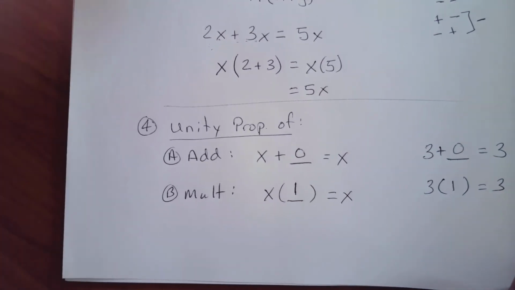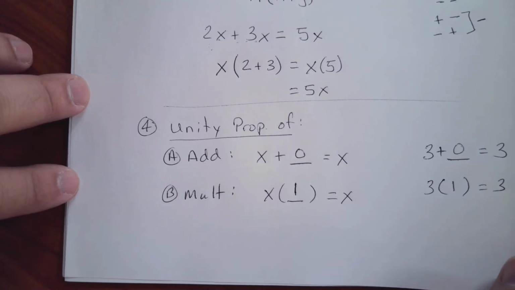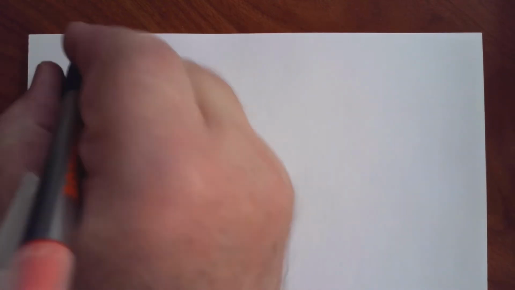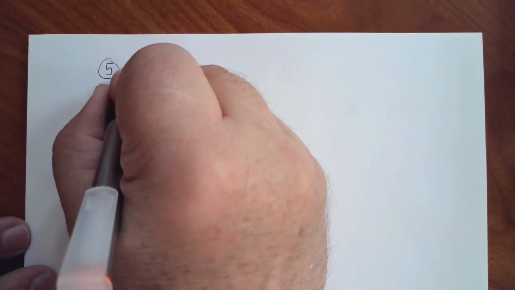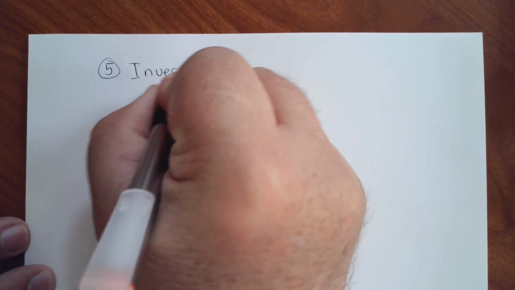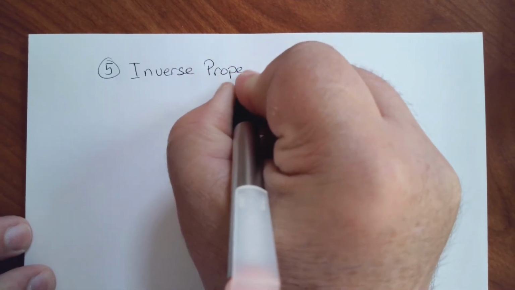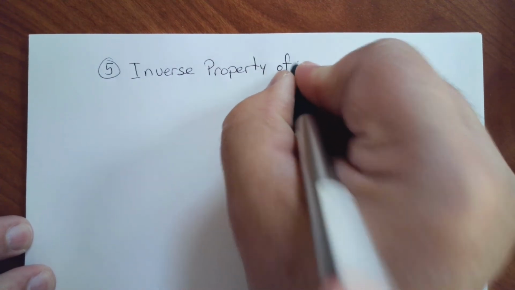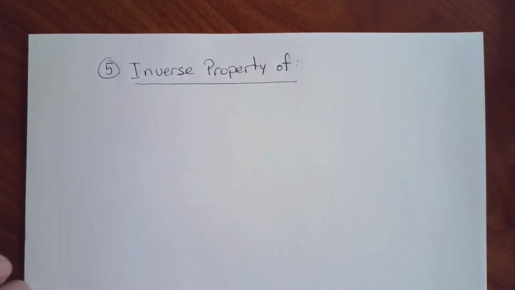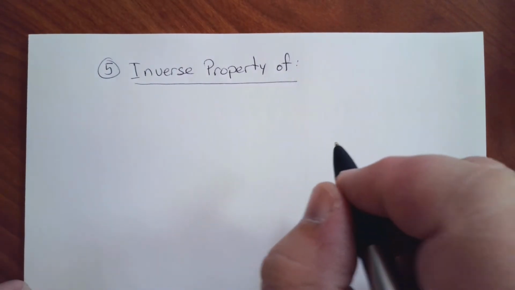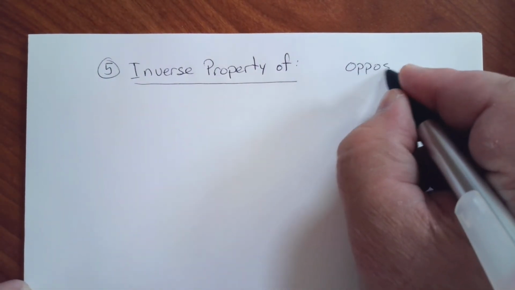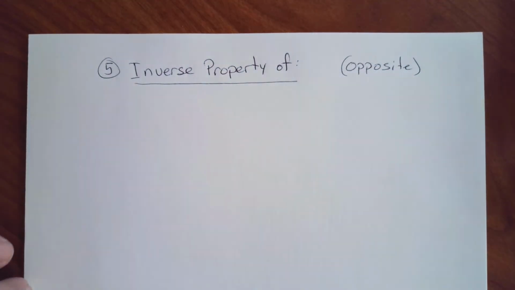Okay, the last property we're going to talk about is called the inverse property. Out of all the properties, this next one is going to be the second most important that we're going to use a lot. What does inverse mean? Opposite, exactly. In this property, it's the opposite. What we want to do is we want to get rid of a number.